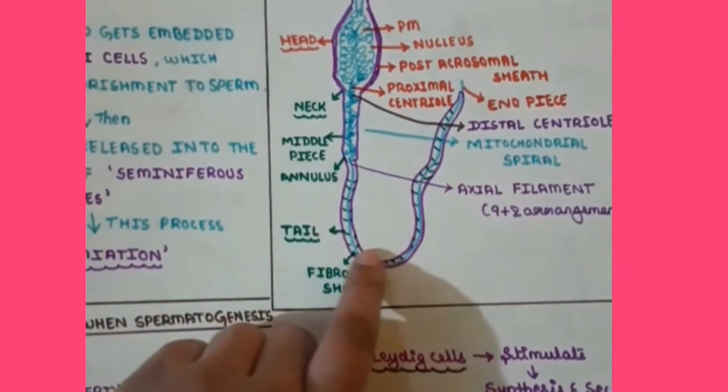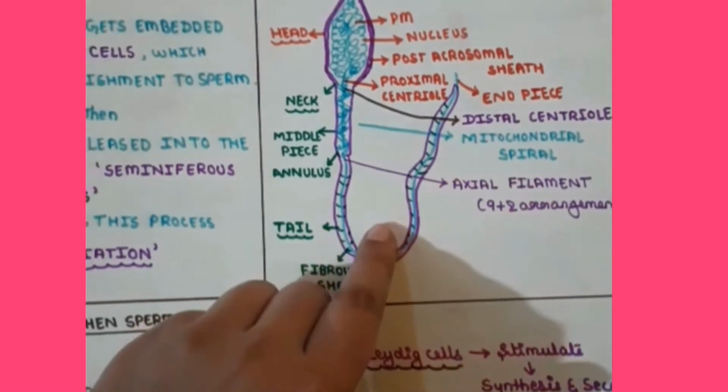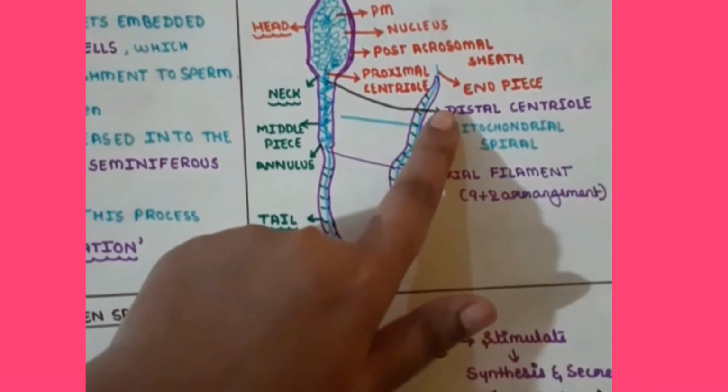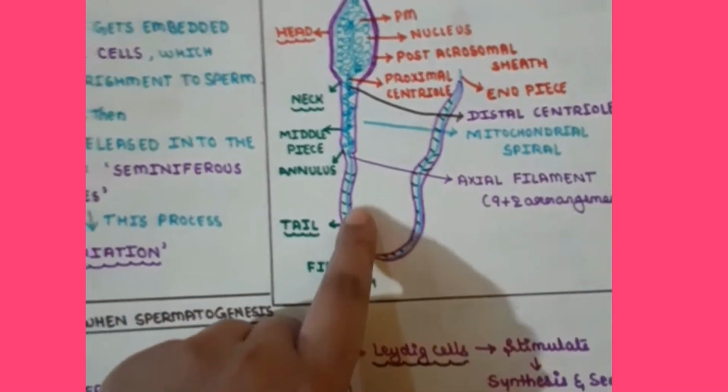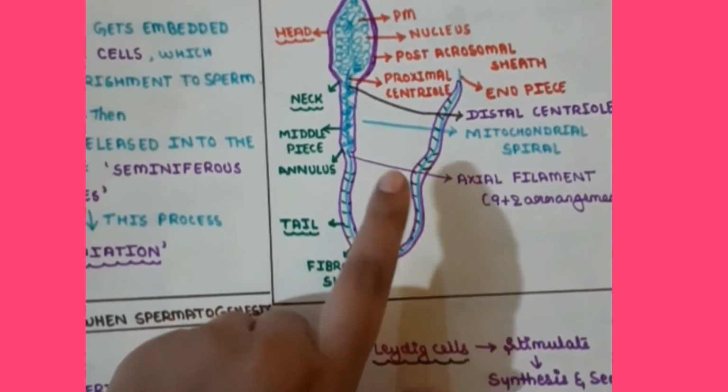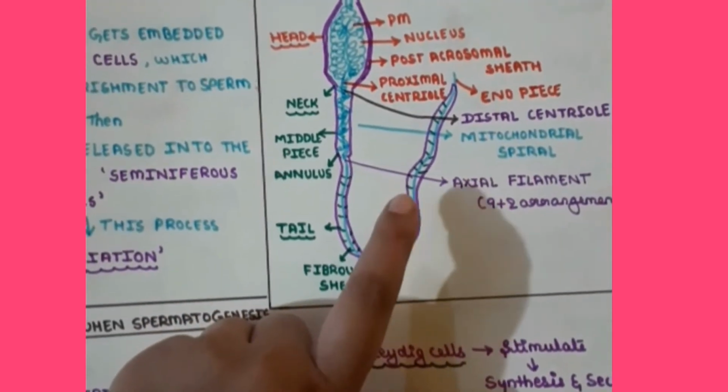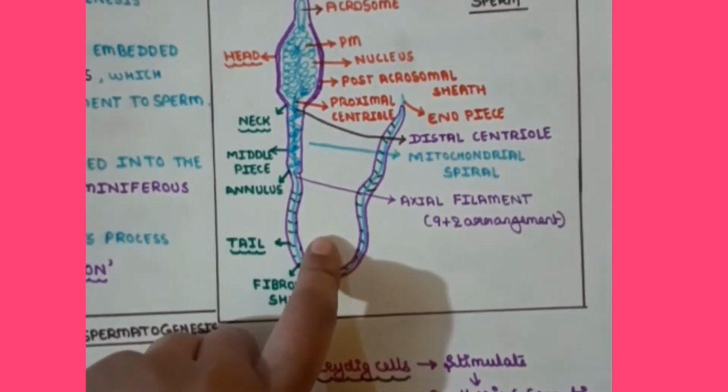And the tail region, you can see this is the tail region. It is several times longer than the head. It is very long here. Then it will give motility to the sperm. For the movement of the sperm, this is very important.